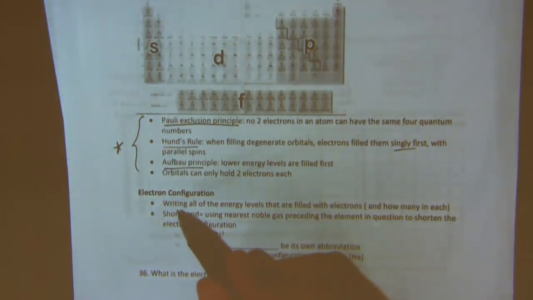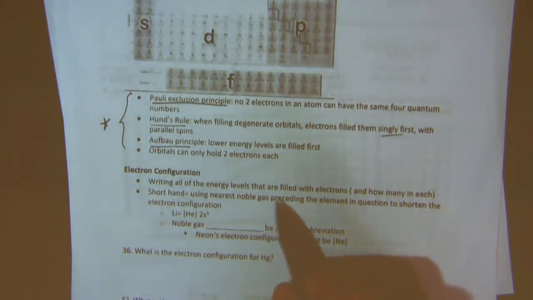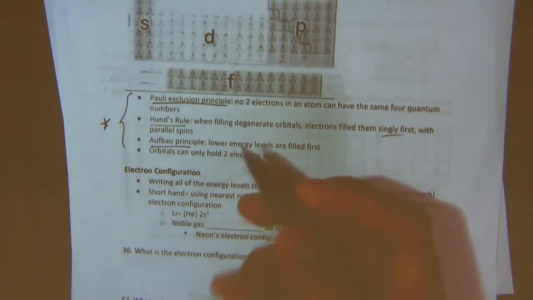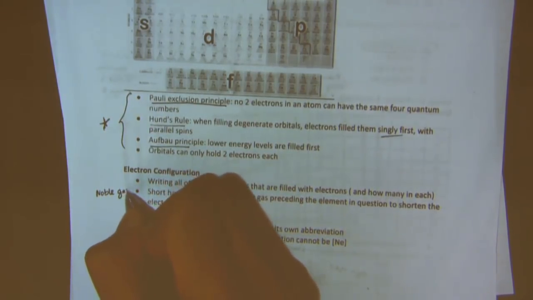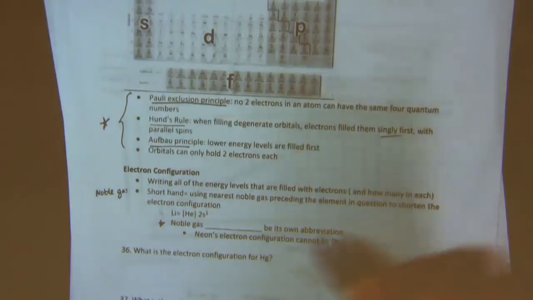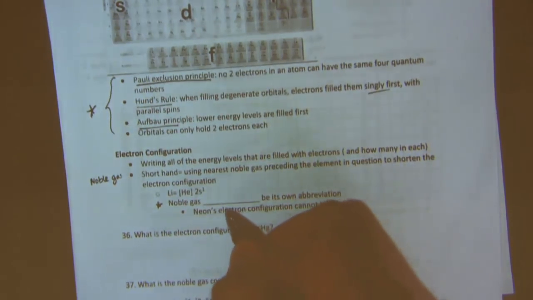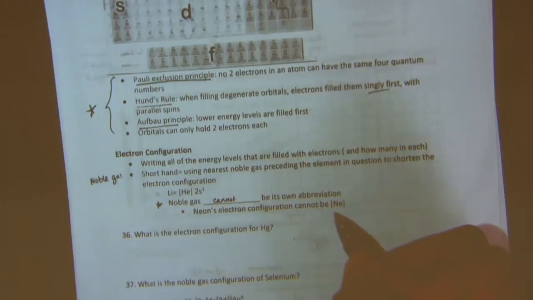So we have electron configurations, which write all of the energy levels that are filled with electrons and how many in each. We have a shorthand, which is the noble gas configuration, and that will be seen down here. For instance, writing lithium, we would write the nearest noble gas, and then we would just go on from there. Noble gases themselves cannot be their own abbreviation. So for instance, neon can't be abbreviated.